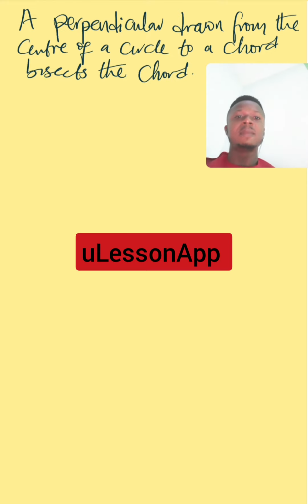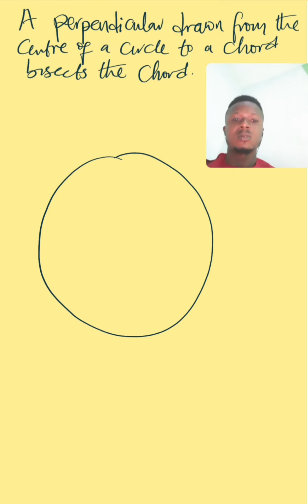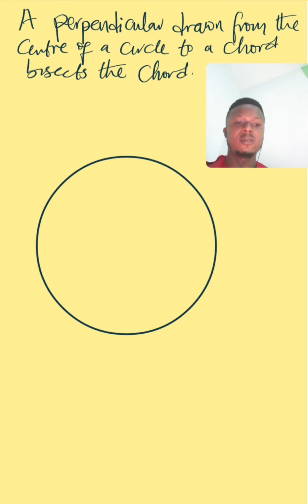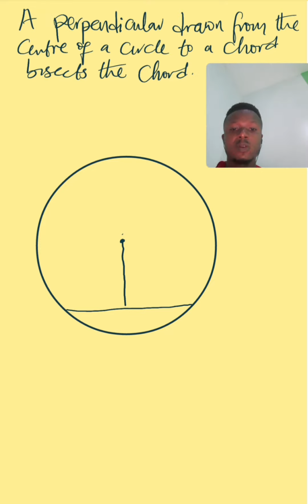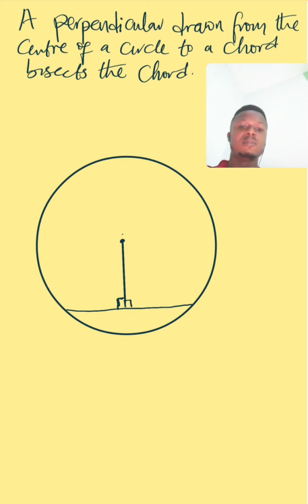So we have that a perpendicular drawn from the center of a circle to a chord bisects the chord. Let us draw a circle. This is a circle we have before us, and let's assume that this is a chord. If this is a chord, here is the center of the circle. So this theorem is saying that any line drawn from the center to the chord, a perpendicular, means it forms an angle of 90 degrees. So a perpendicular drawn from the center of the circle to the chord bisects the chord.